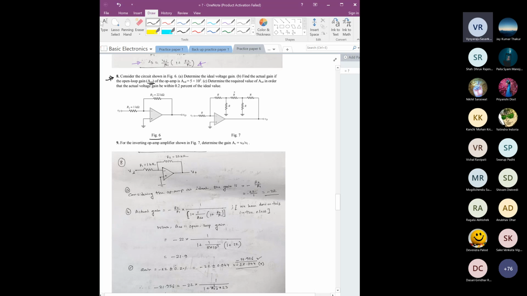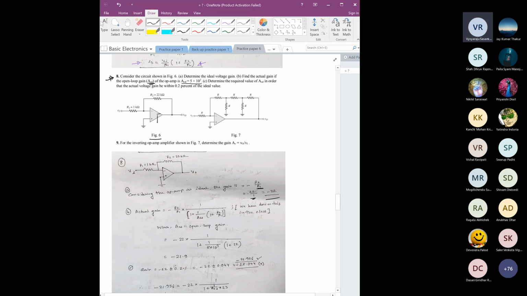So first case, we have to find the ideal gain. That is quite easy to find, right? Ideal gain would be minus 22 by 1. It will be minus 22. So this is basically R2 by R1, right? Okay. But then the second case, find the gain if this AOD is 5,000, right?